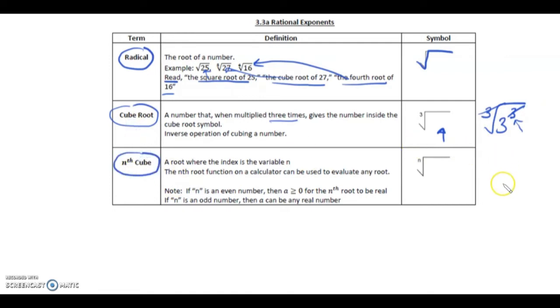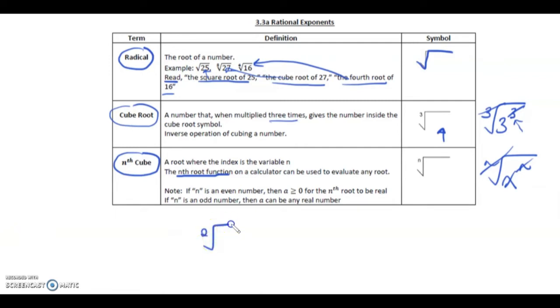And we can apply that rule to anything. So the nth root, where the index is the variable n. If we had any number, say x to the n, we would just nth root it, and this exponent n and the nth root would cancel each other out. A lot of us will have an nth root function on our calculator, and we can use that to evaluate any root.